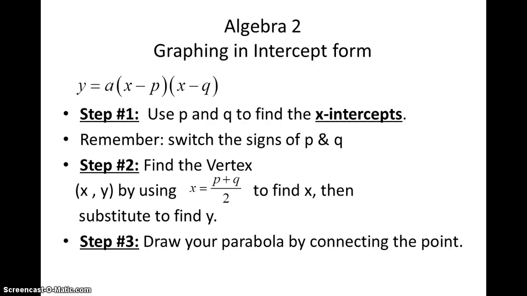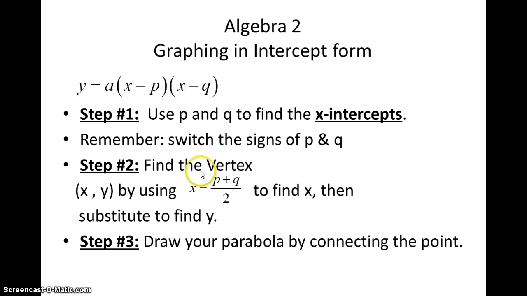Alright guys, so we're going to graph quadratic equations in intercept form today. The intercept form looks exactly like this one here. You have the value of a outside the parentheses, times (x minus p) times (x minus q). So we do have two parentheses for the intercept form. Step number one, find p and q for the x-intercepts. You must switch the signs of p and q when you do that.